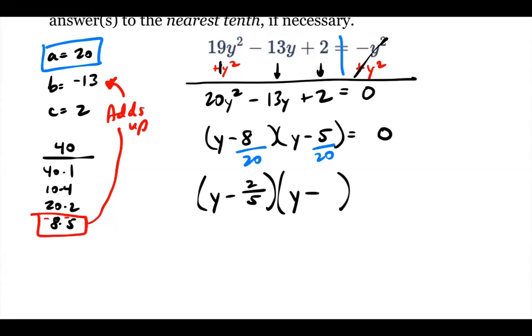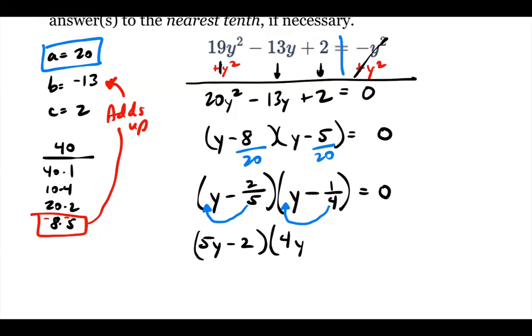Same thing with 5 and 20. 5/20 is a fraction, so I can divide them both by 5. Divide by 5, divide by 5. You get 1/4. Whatever's left on the bottom, bottoms up. So 5 moves in the front, 2 stays. 4 moves in the front, 1 stays.